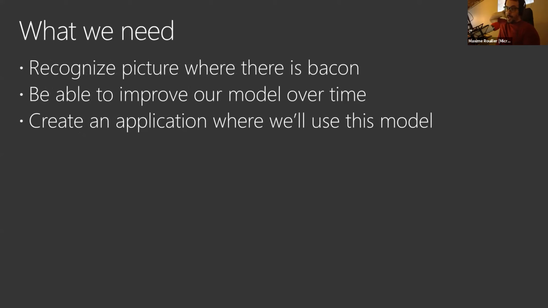So the basic spec here is that we need to be able to recognize the picture when there's bacon, but we also need to be able to improve our model over time. As there are more pictures becoming available to us, as we're testing more and more, we want to make sure that we refine our model a little bit more every time. And of course, we need an application that's going to be able to use this model.